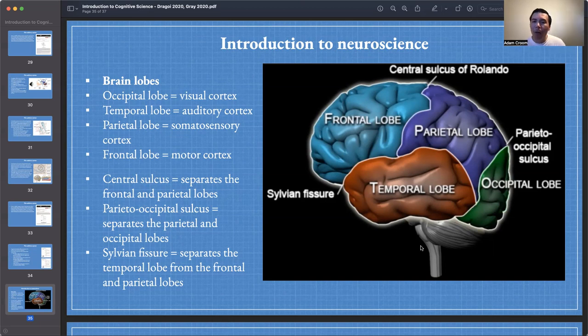Okay. We also notice that there's ways that we can separate the frontal lobe from the parietal lobe, right? And we use the central sulcus of Rolando for that. We can separate the parietal lobe from the occipital lobe with the parietal occipital sulcus, and then we can separate the temporal lobe from the frontal and parietal lobe using the Sylvian fissure.